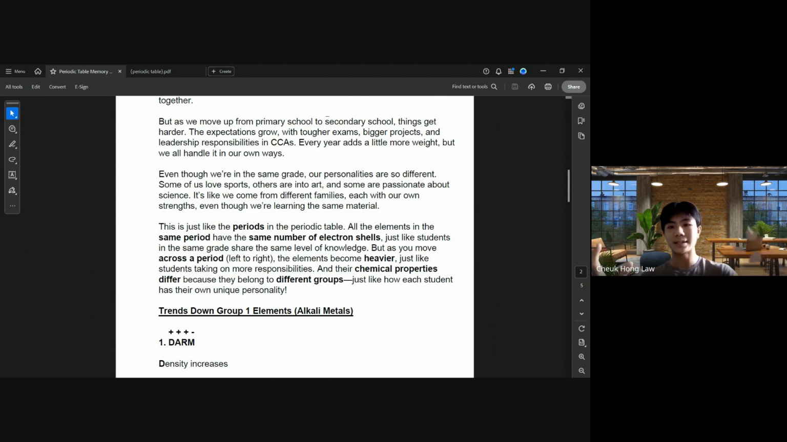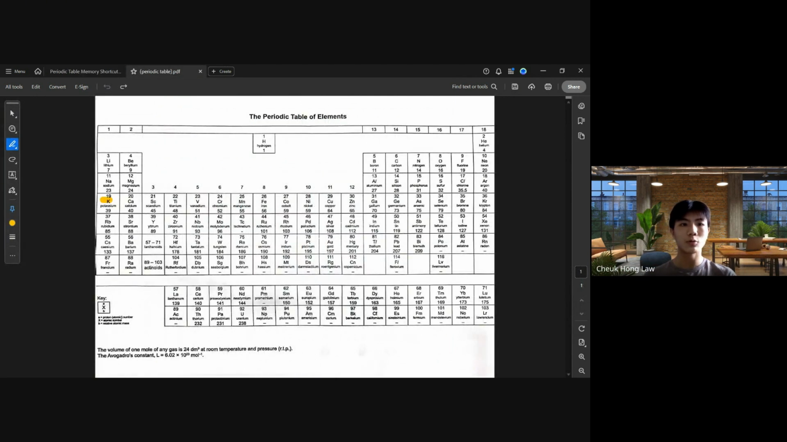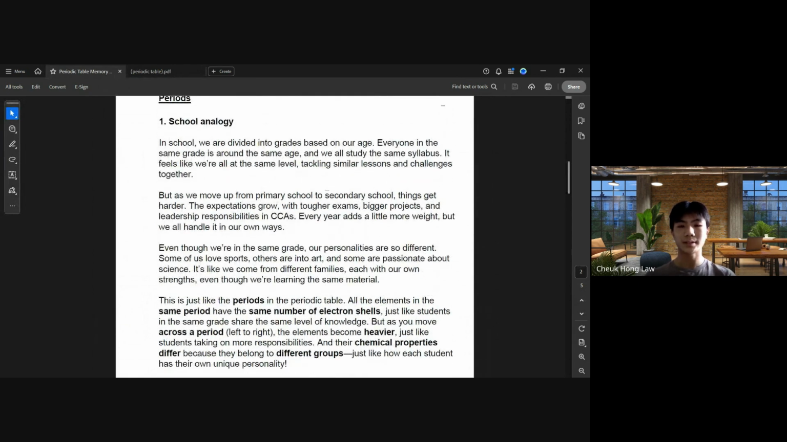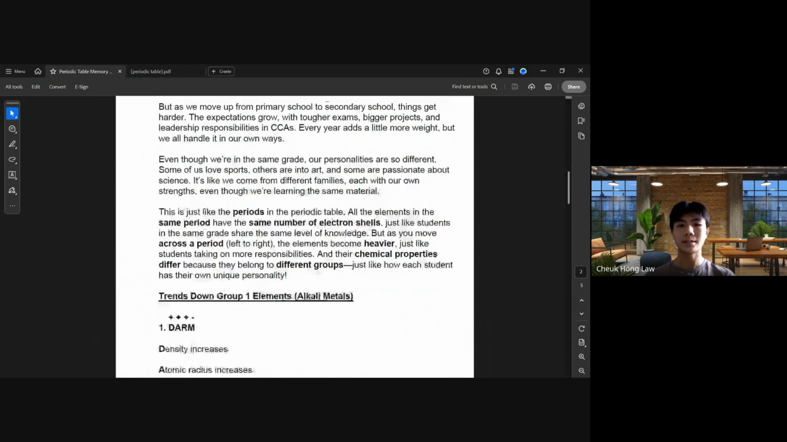So remember, in the same group, elements have similar chemical properties, but across a period, all the elements are in different groups. For example, potassium is group 1, calcium is group 2. So they will all have different chemical properties. Okay, so that is for periods. That is how I understand periods.